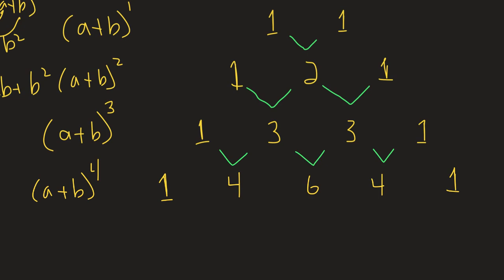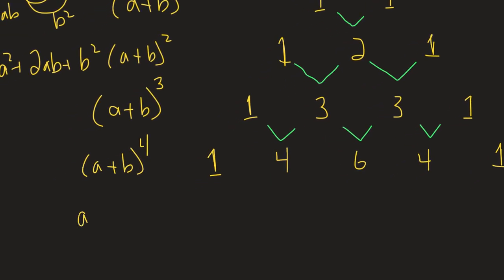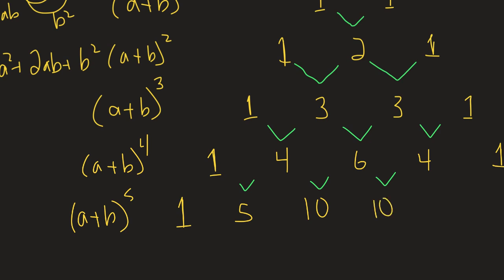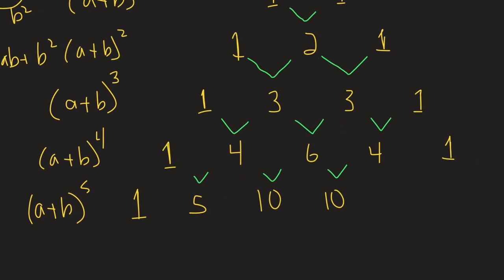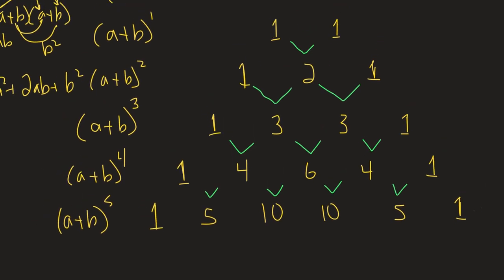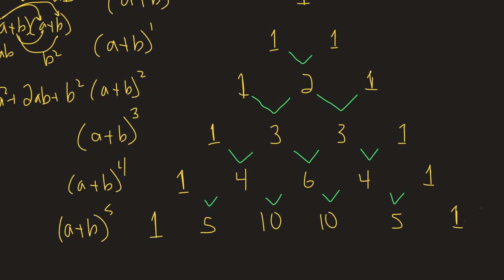Remember, these are just coefficients. So if I were going to do a plus b to the 5th power, that is a 1. 1 plus 4 is 5. 4 plus 6 is 10. 6 plus 4 is 10. 4 plus 1 is 5, and then we always end with a 1. Now remember, these are just the coefficients of your terms. These are not the actual terms themselves, but just the coefficients.